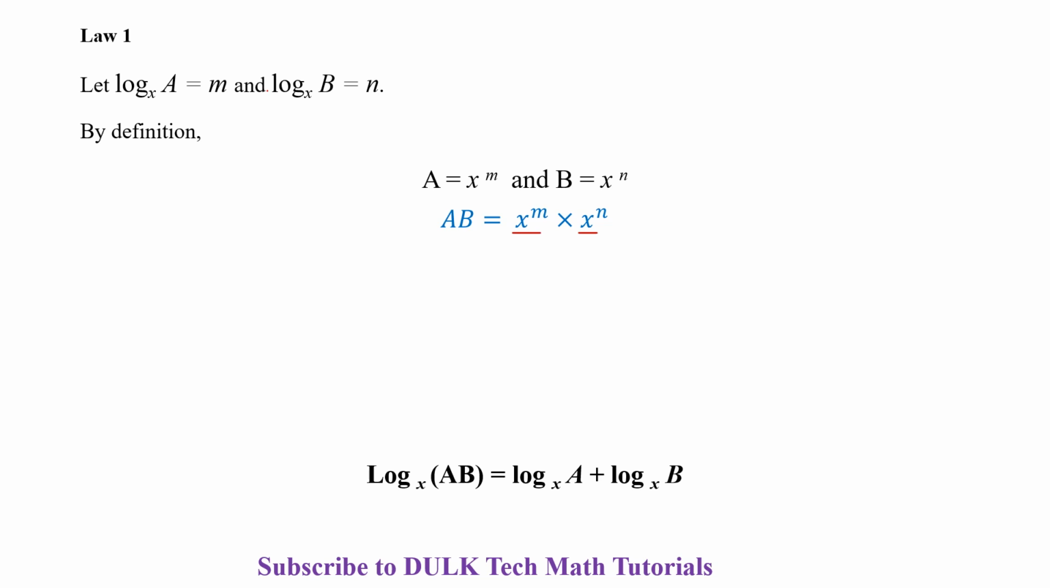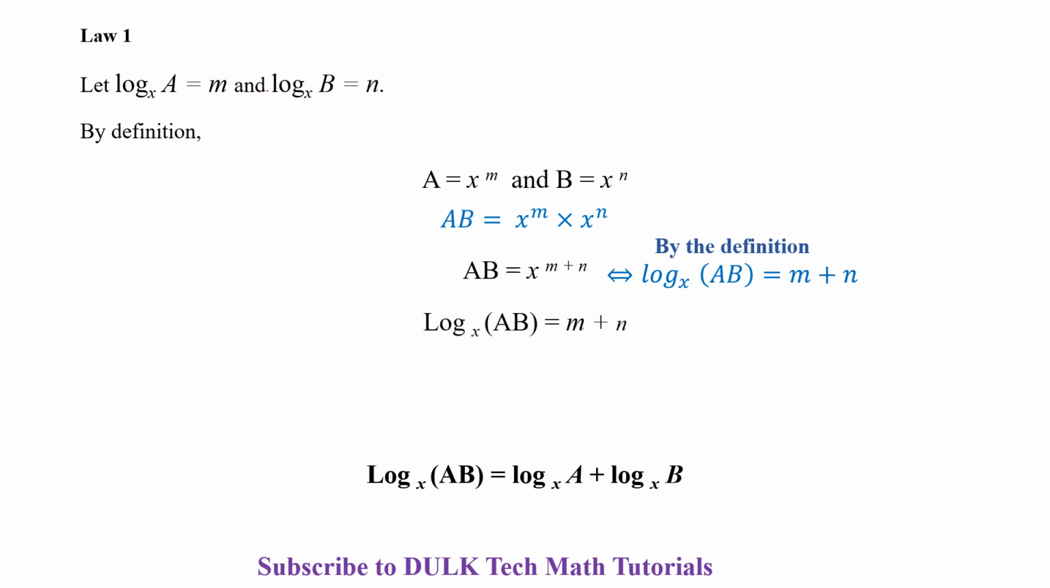So multiplying a by b is the same as multiplying x to the power m by x to the power n, like this. Right. By laws of indices, when we are multiplying indices of the same base like this, we simply add the powers. So ab is equal to x to the power m plus n. Right. Then by definition, a number that is given in index form like this can be expressed in logarithms. By definition of logarithms, I can express this as log ab base x is equal to m plus n. So we are saying log ab is equal to m plus n.